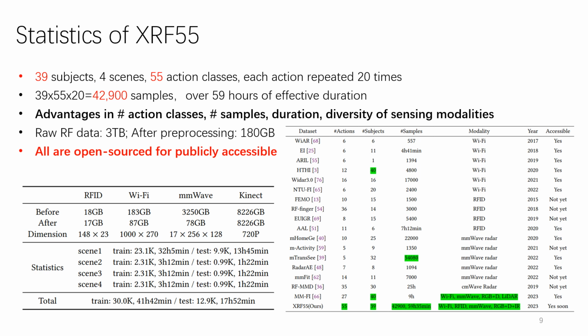Compared to existing open-sourced or non-open-sourced RF work, XRF55 has good advantages in the number of action classes, number of samples, duration, and diversity of sensing modalities. In terms of data volume, the raw RF data collected amounts to 3 terabytes, and after preprocessing, it is reduced to 180 gigabytes, making it more manageable for researchers. Importantly, all components of the XRF55 dataset are open-sourced, ensuring accessibility for researchers and developers in the community.